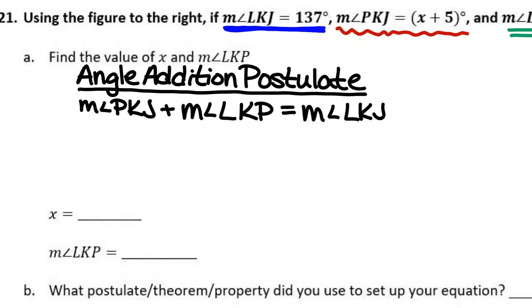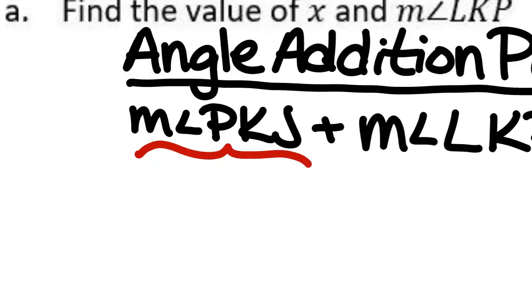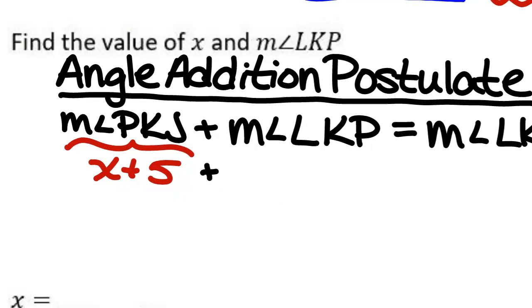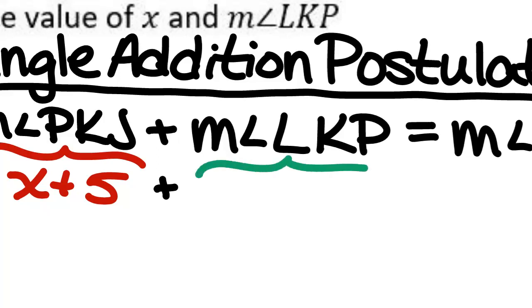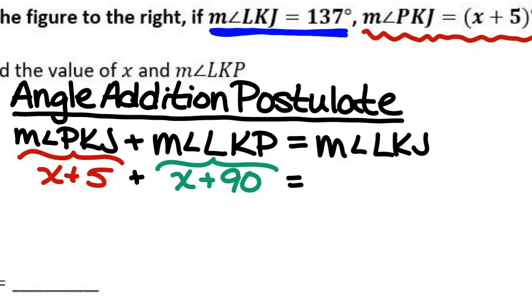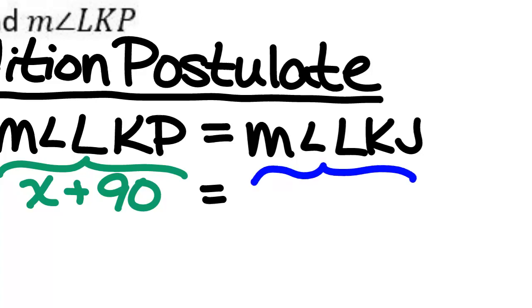Now I can make my substitutions. What are we going to put in the place of angle PKJ? X plus 5. What did I just use there? Substitution. What goes in for LKP? X plus 90. And what goes in for LKJ? 137.